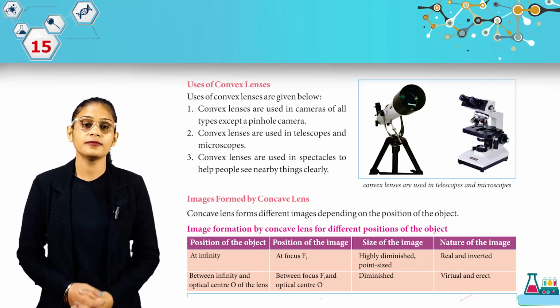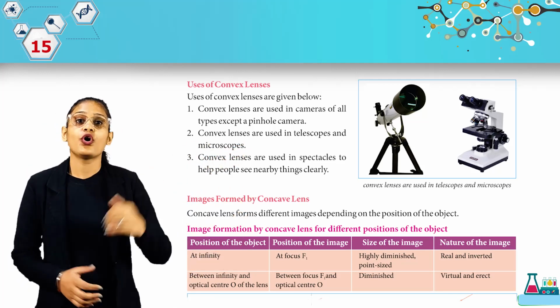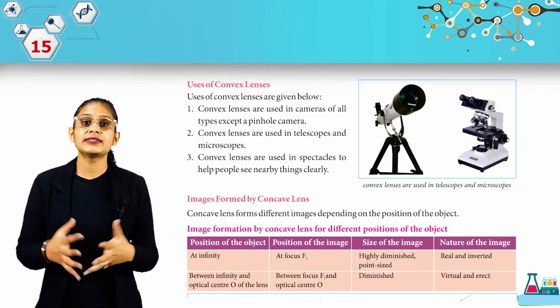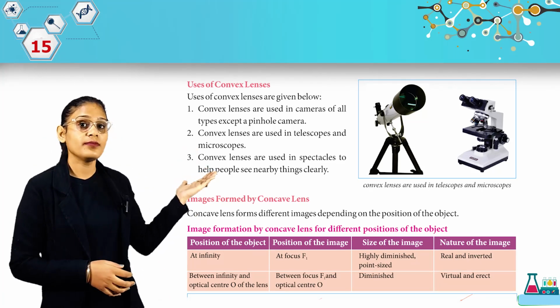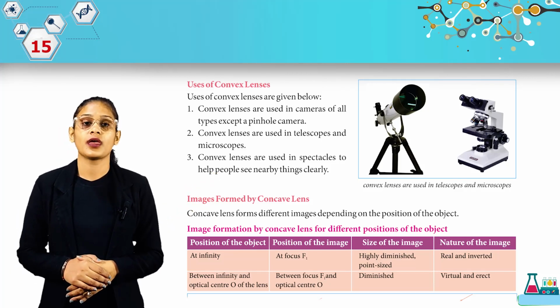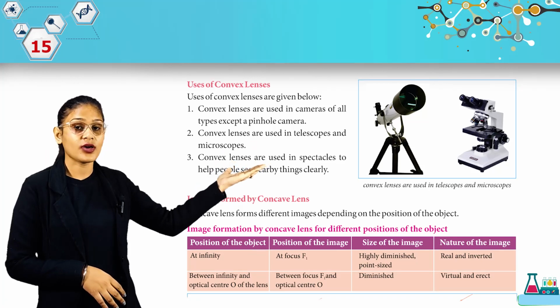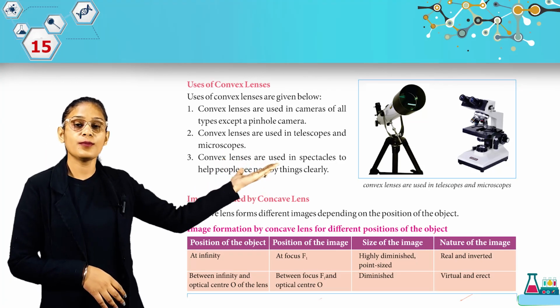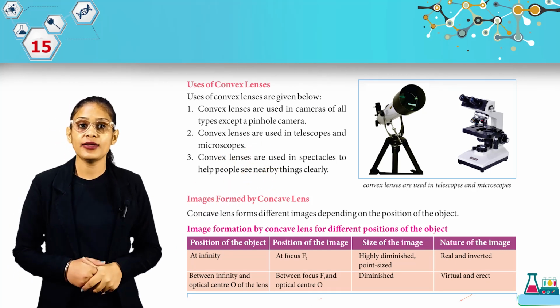Now students, we have image formed by concave lens. Concave lens forms different images depending on the position of the object. Here, image formation by concave lens for different position of the object. Position of the object at infinity, position of the image at focus F1, size of the image highly diminished, point sized, nature of the image real and inverted.